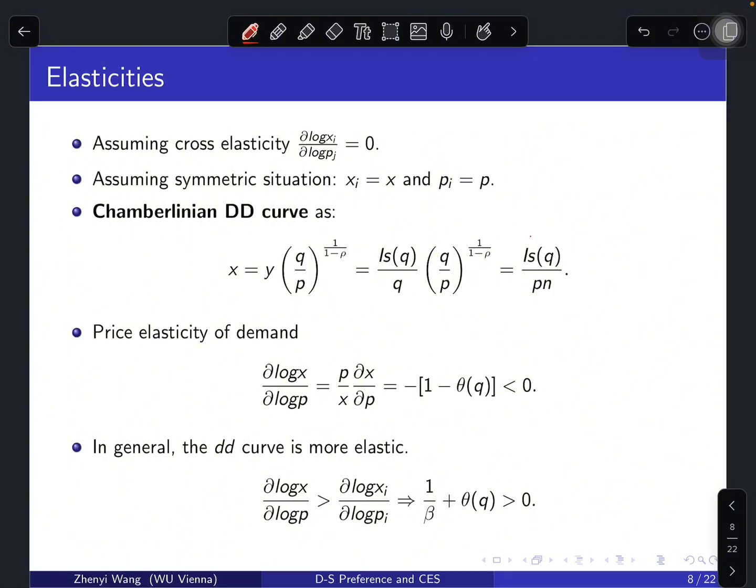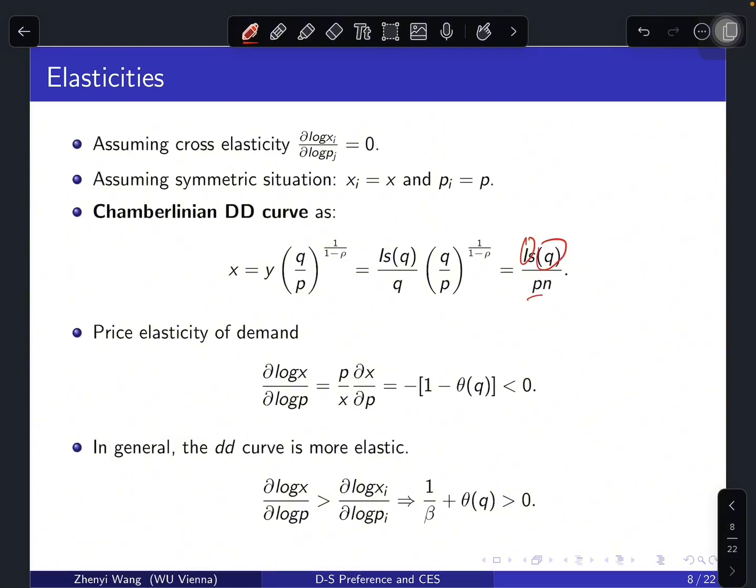Then they get the Chamberlin capital DD curve as a function of income, the expenditure share on differentiated products, price level, and firm numbers. Because under the symmetric situation, we can imagine each firm only produces one differentiated product, so the number of firms equals the number of products, n. And we could calculate the price elasticity of demand from the demand curve, the capital DD curve, and we could say that the DD curve is also downward sloping.